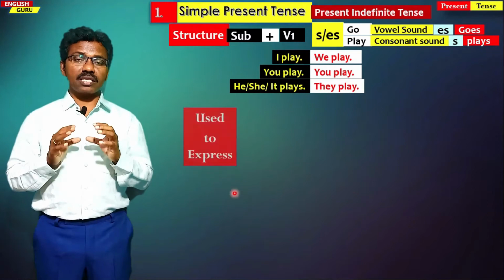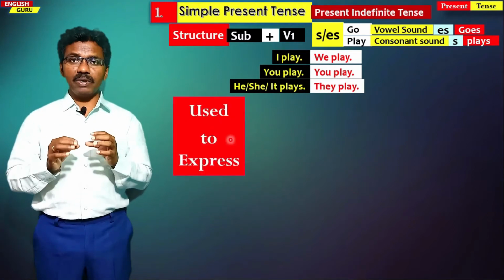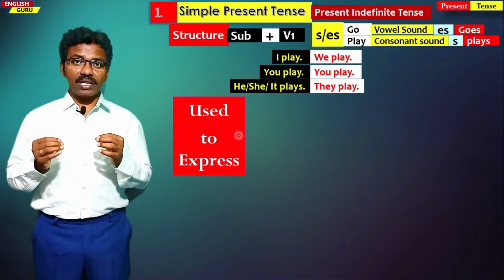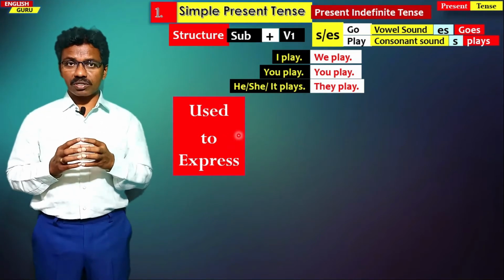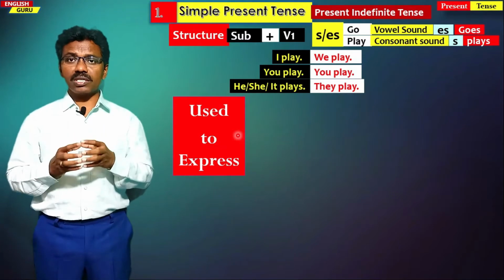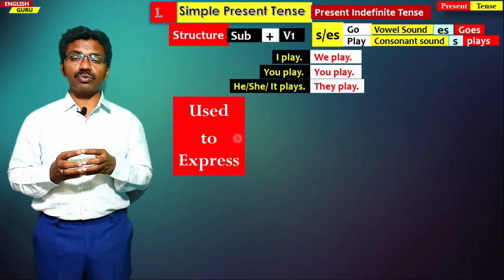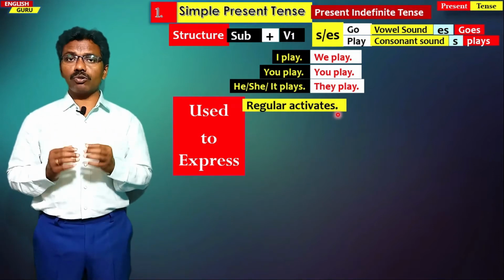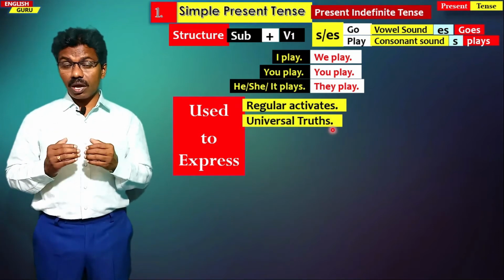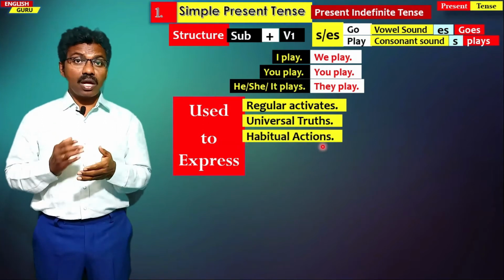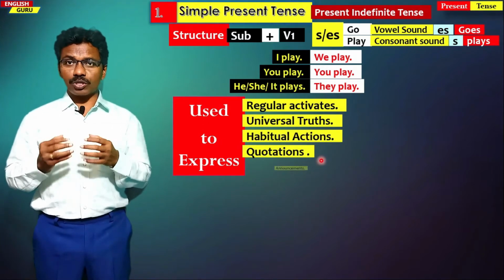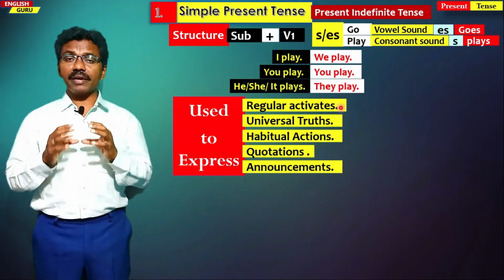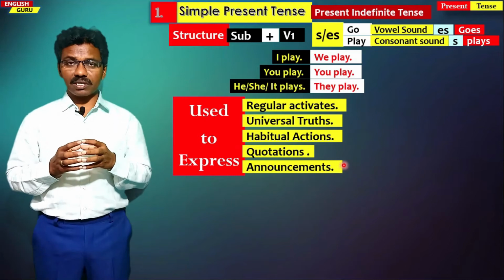And when is simple present tense used? Simple present tense is used widely in our day-to-day conversations. There are many more usages. Let's take some of them and try to understand. We use simple present tense to talk about regular activities, universal truths, habitual actions, quotations, and announcements. So these are all the basic areas where we use simple present tense.